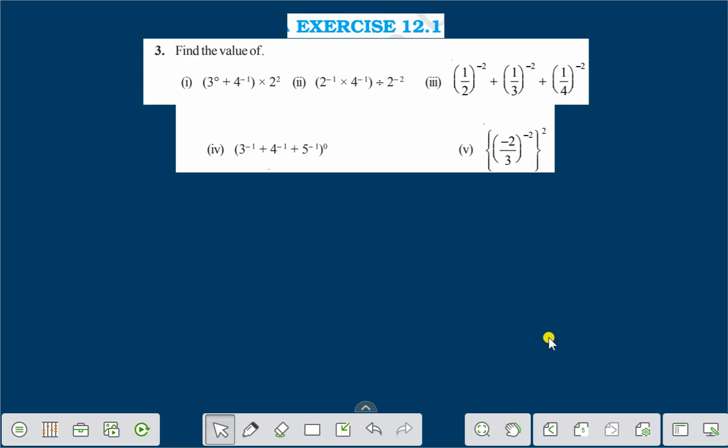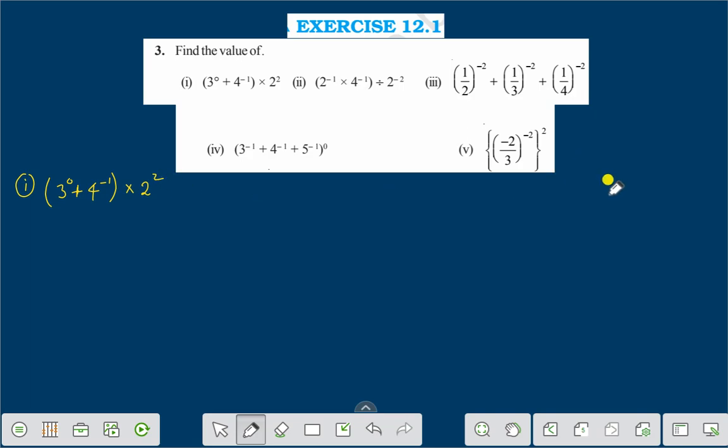Hello everyone. Today I'll discuss exercise 12.1 question number 3. Find the value of. Let us find the value of number 1: 3 to the power 0 plus 4 to the power minus 1 into 2 to the power 2.